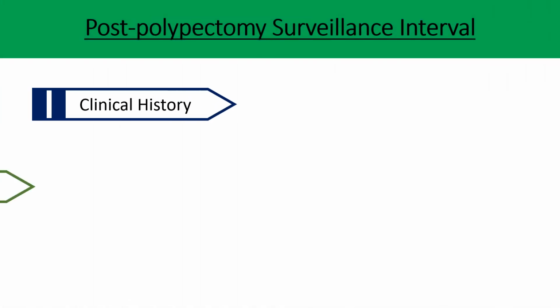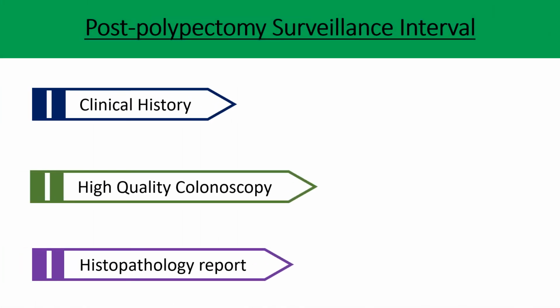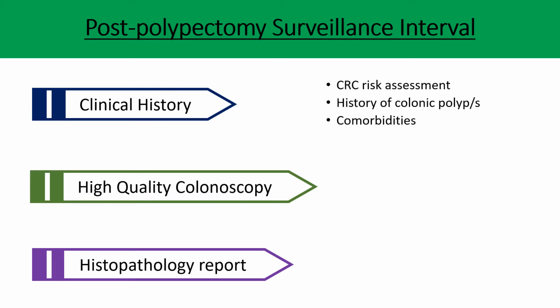There are 3 important steps prior to deciding on the next surveillance interval. Step 1. Clinical history. Firstly, determine a patient's risk of colorectal cancer, either average risk or high risk. Second, it is important to consider the endoscopic and histological features, including resection margin, to further stratify the patient's risk.